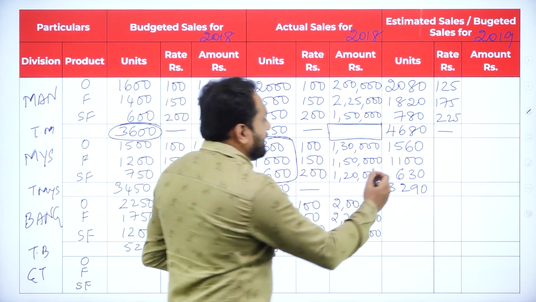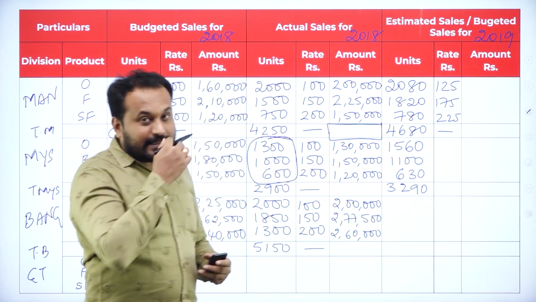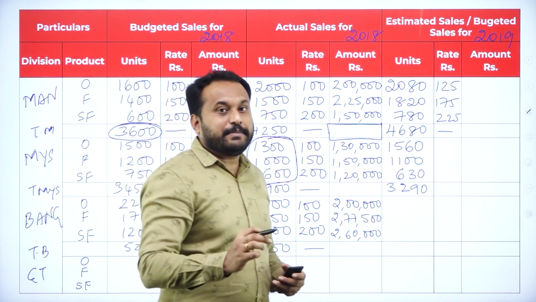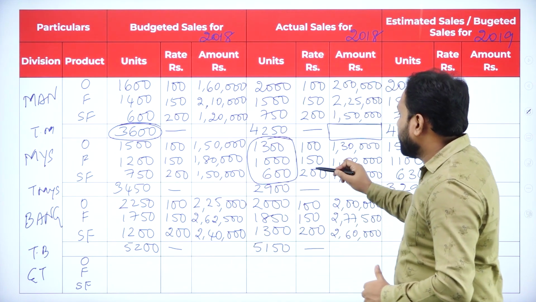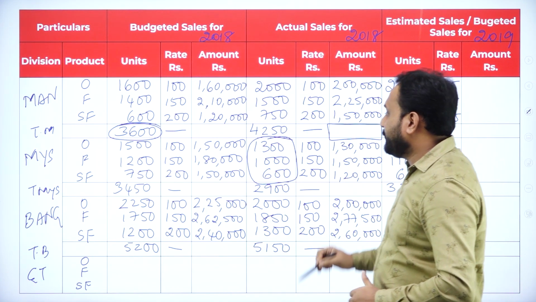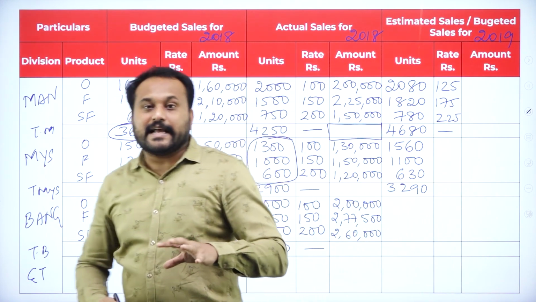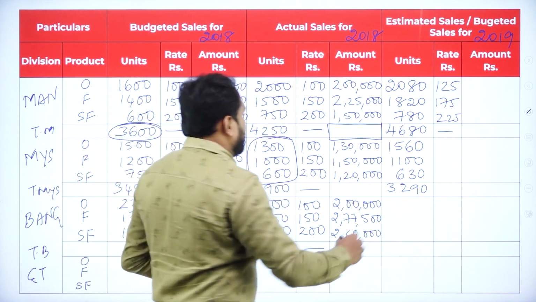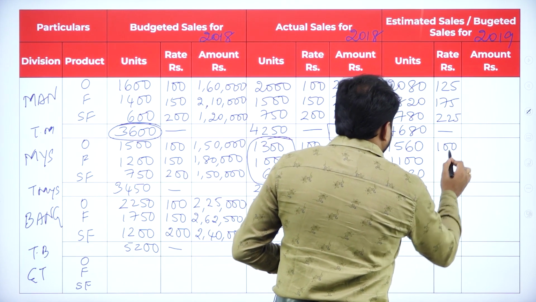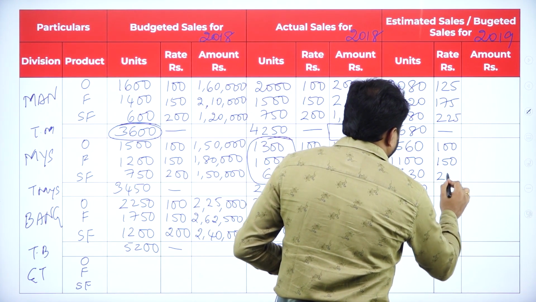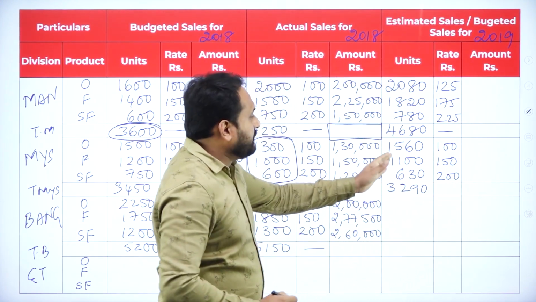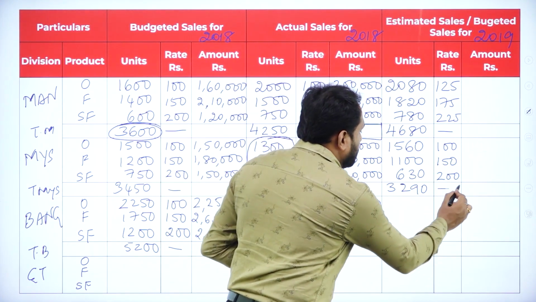Now, what is the rate here? The rate, they said, will remain the same. The rate remains the same means which rate? The actual rate is how much? 100, 150 and 200. The same rate they are retaining. So we'll write here 100, 150 and the next one is 200. We'll multiply, and we'll actually get this. Here we'll put dash.